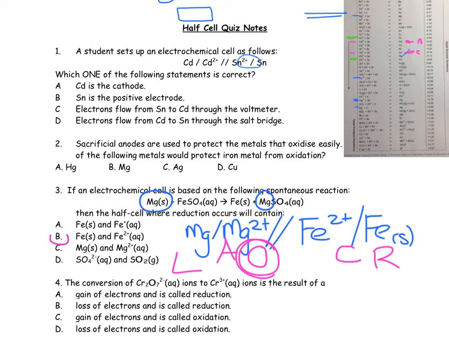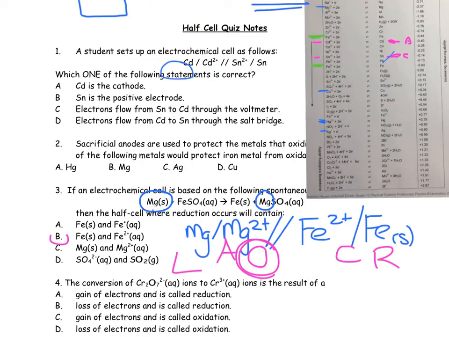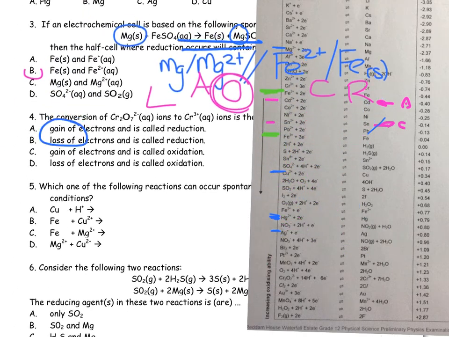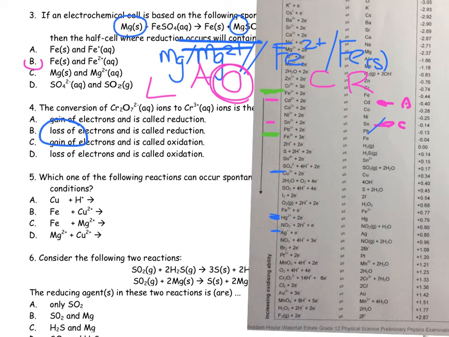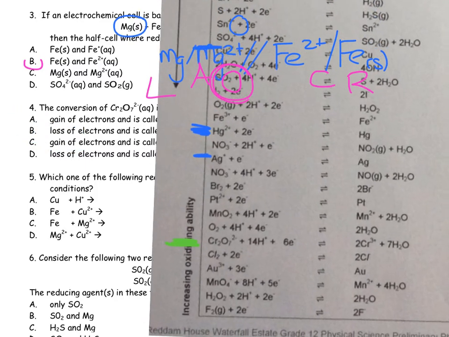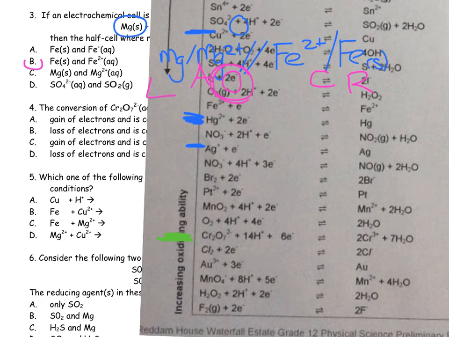The conversion of the dichromate ion to chromium 3 plus ion is a result of. So let's just look at this information over here. I'm going to find that particular half reaction. There it is on the redox table. And as you can see, dichromate, Cr2O7 2-, becomes chromium 3+. And as you can see, I've written that forwards, which means that I've written it as a reduction. So that is a reduction.